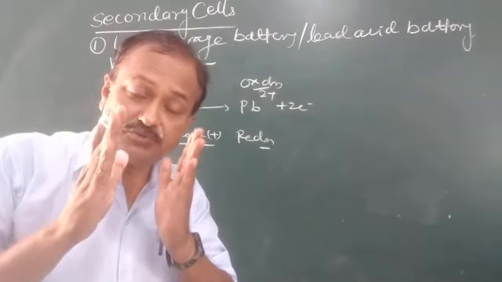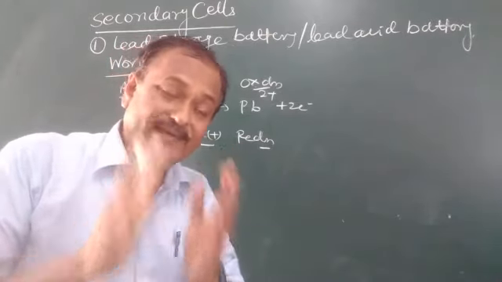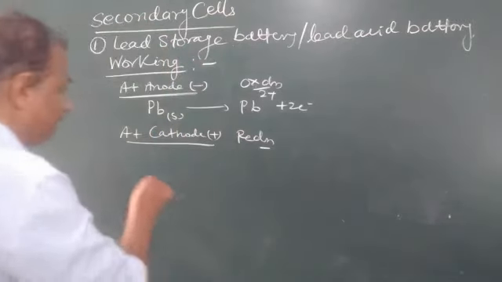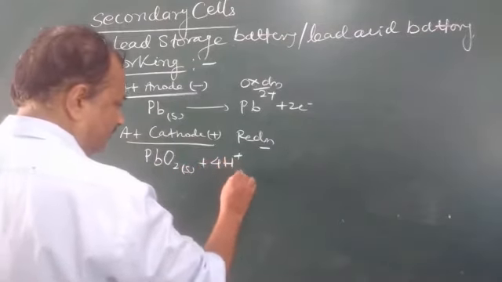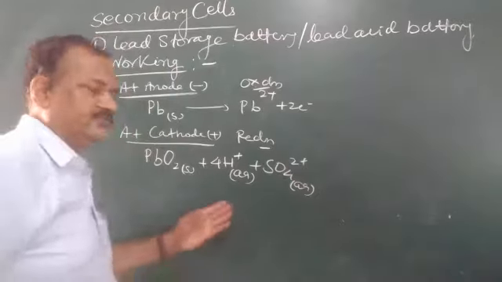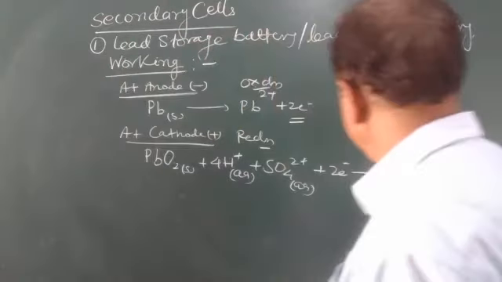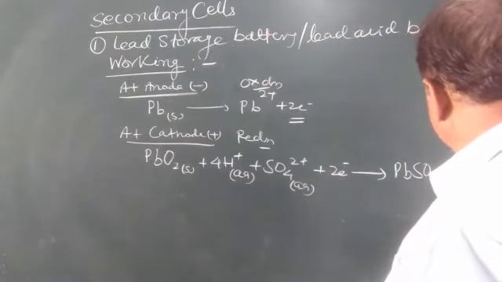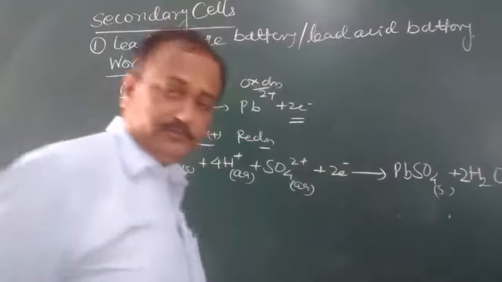The lead grid only supports, or is there to hold together, the lead dioxide or the spongy lead. So the real reaction takes place at the spongy lead. PbO2 solid plus sulfuric acid aqueous, sulfate ions aqueous, or you may write down here sulfuric acid, and the electrons are taken up, and as a result there is formation of lead sulfate solid and there is formation of 2H2O.